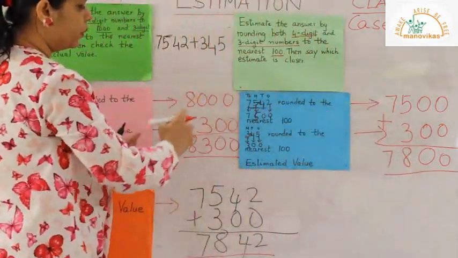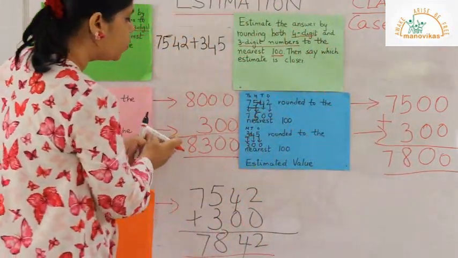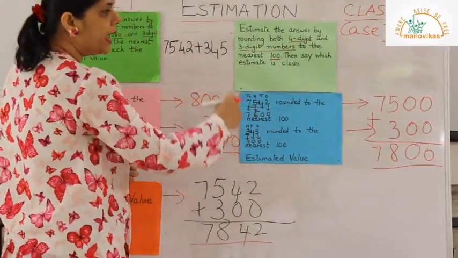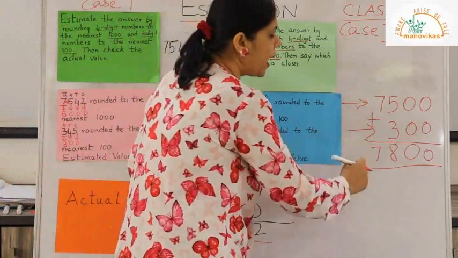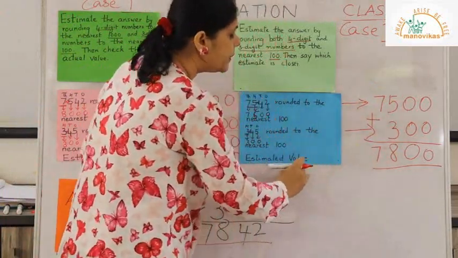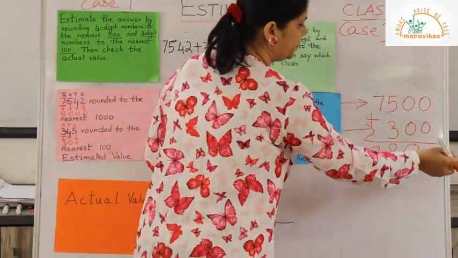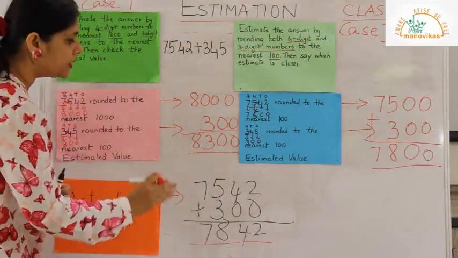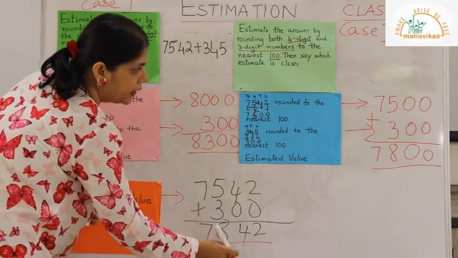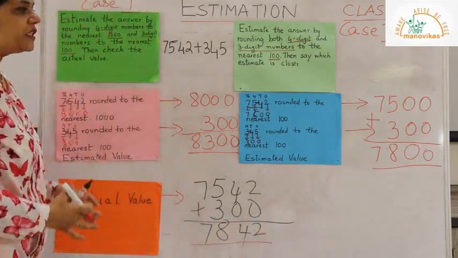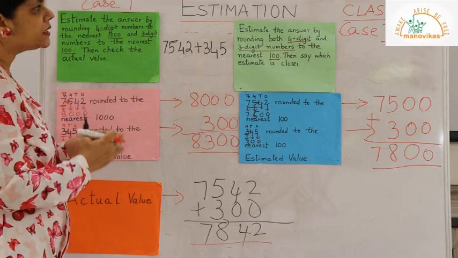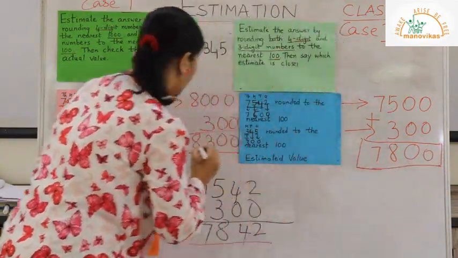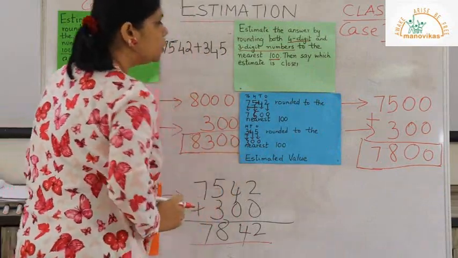Now look at both the answers. In case 1, the estimated value is 8,300, and in case 2, you have got the estimated value as 7,800. And what is our actual answer? Our actual answer is 7,842. So which is the closest? Which answer is the closest? The answer which you got in case 1 or the answer that you got in case 2?